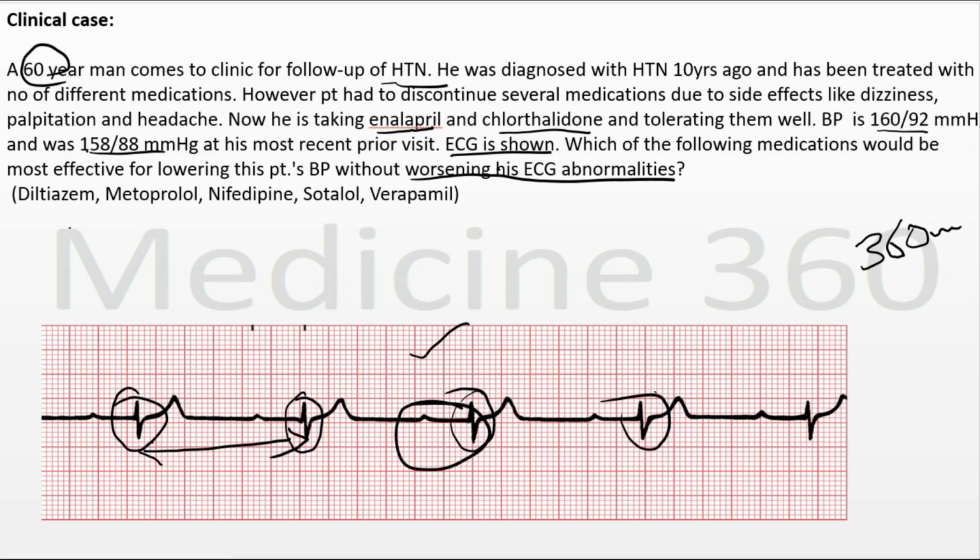So we cannot prescribe diltiazem or verapamil as they are calcium channel blockers and they further increase the PR interval, and we cannot prescribe metoprolol as it is a beta blocker and can increase the PR interval, and we also cannot prescribe sotalol, which is a class 3 antiarrhythmic, and it can also prolong the PR interval. So we will prescribe nifedipine, which is a dihydropyridine calcium channel blocker which does not affect the PR interval. From this our topic ends.